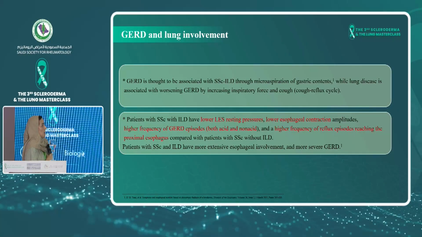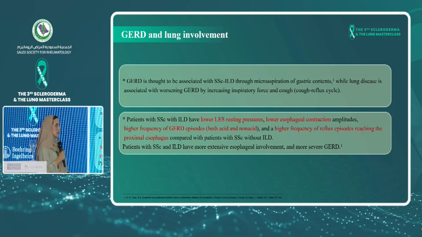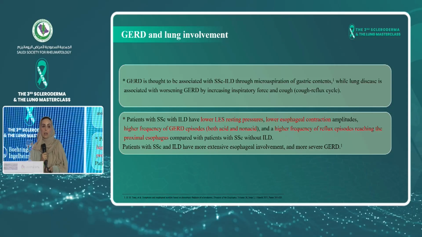So GERD is thought to be associated with systemic sclerosis ILD through microaspiration of gastric content, while lung disease is associated with worsening GERD by increasing inspiratory force and cough. So we have this cough-reflux cycle. The more reflux they have, the more cough they will get. The more cough they get, the more intra-abdominal pressure they have, the more reflux. So it's just a vicious cycle.